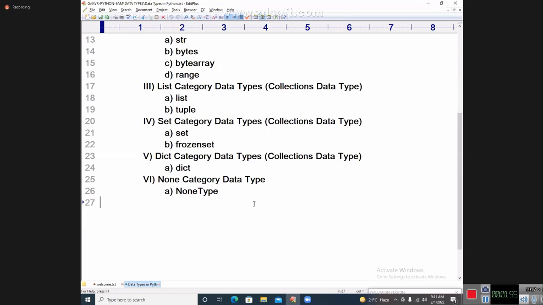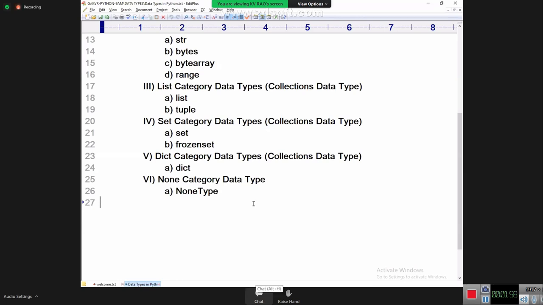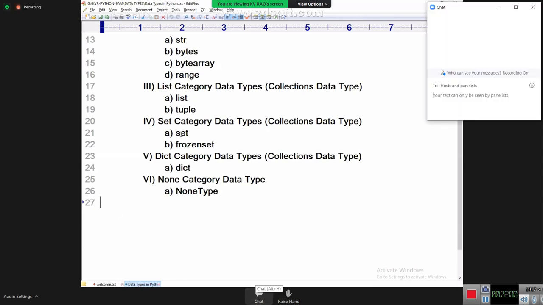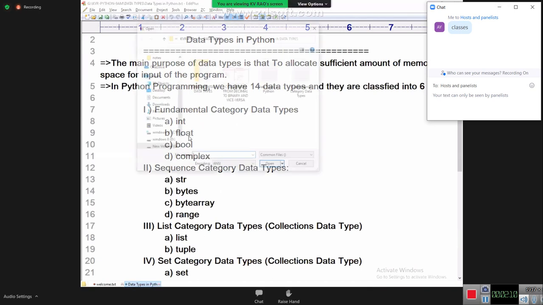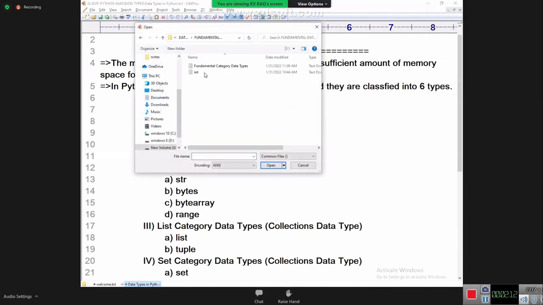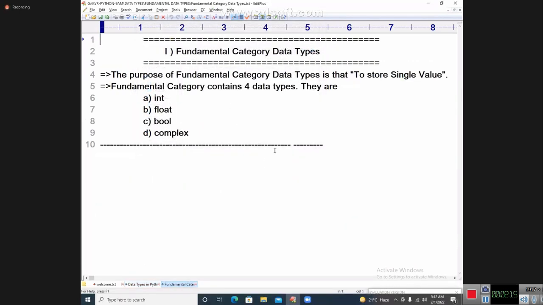Excellent. Very good. All the data types in Python are called classes. In the last session, we started fundamental data types. Fundamental data types are meant for storing a single value, and they contain four data types, which I already explained in the class: int, float, bool, and complex.